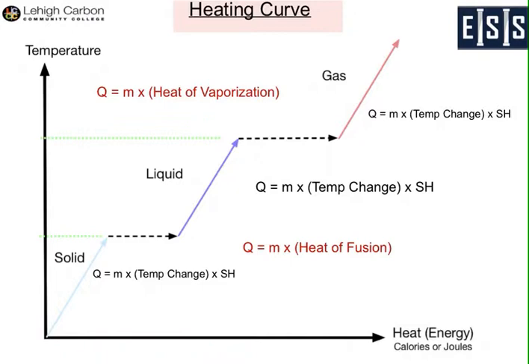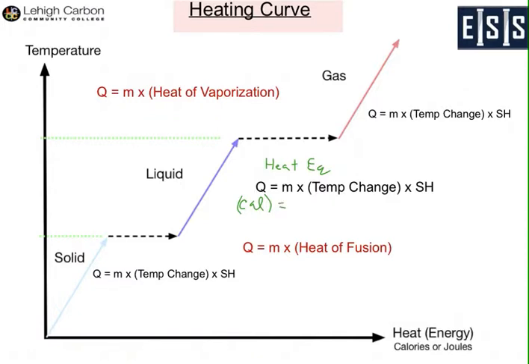But now that we understand what's being represented here, let's look at the types of equations that you'll use with this heating curve. In our Chem 106 course here at LCCC, you'll be introduced to the heat equation, represented by Q equals M times the temperature change times a factor, in this case specific heat. Q is the heat, and the units of heat are calories. Calories also represents energy.